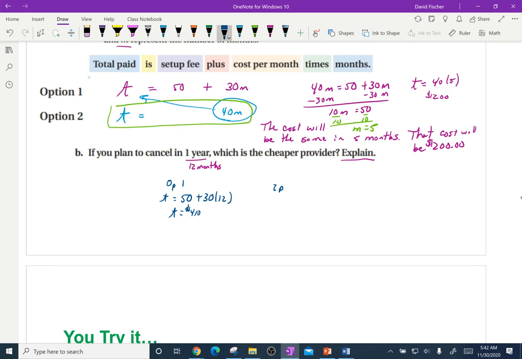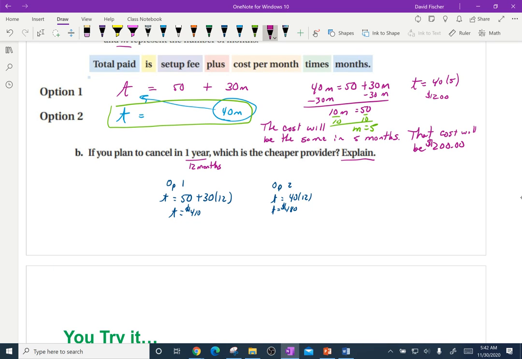Option 2. So on option 2, I'm just going to use the equation. This is how I'm going to do my explaining because they said explain. So option 2, my total was 40 times 12. And that is 480 is what my calculator is saying. So looking at these two, looks like option 1 is $70 cheaper if I go for the whole year.